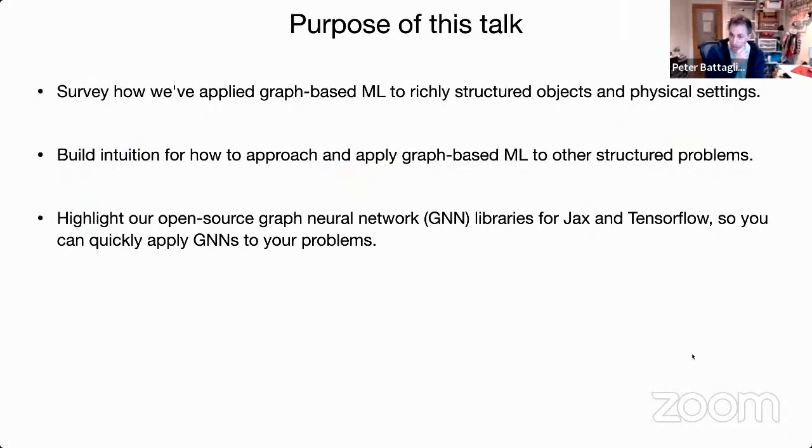So the purpose here is I want to show you some of how my group has applied these graph-based machine learning methods like graph neural networks to richly structured objects in physical problem settings. And throughout the talk, hopefully I can help build some intuition for how we approach these problems and how you can apply these methods to other sorts of structured problems. Because I think we often find that a lot of the methods that we've been working with and developing can transfer quite nicely and neatly to other regimes.